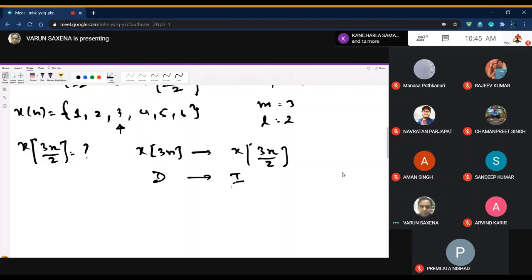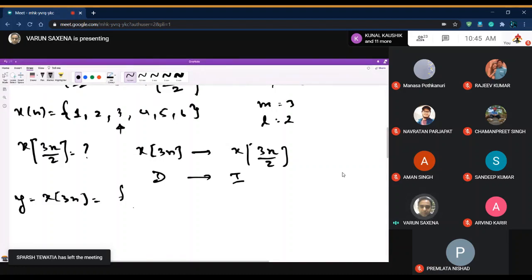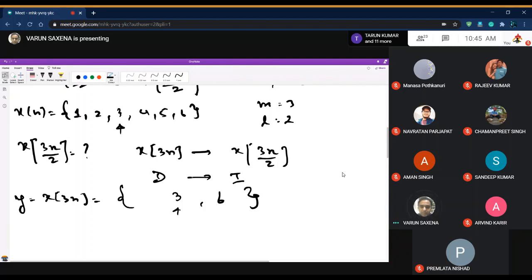Now tell me, let's say that there is some y which is x(3n). What is going to be the sequence? Can anybody tell me? You should know this now. 0 0 3 6 0 0 0. So you will have 3 and you will have 6. On the other side you will not get anything, right? So there will be all zeros, so it doesn't matter.